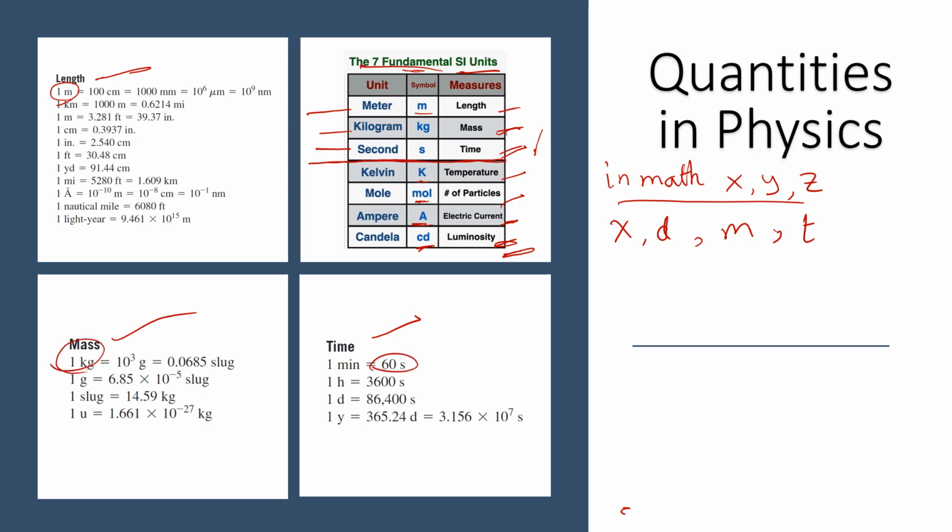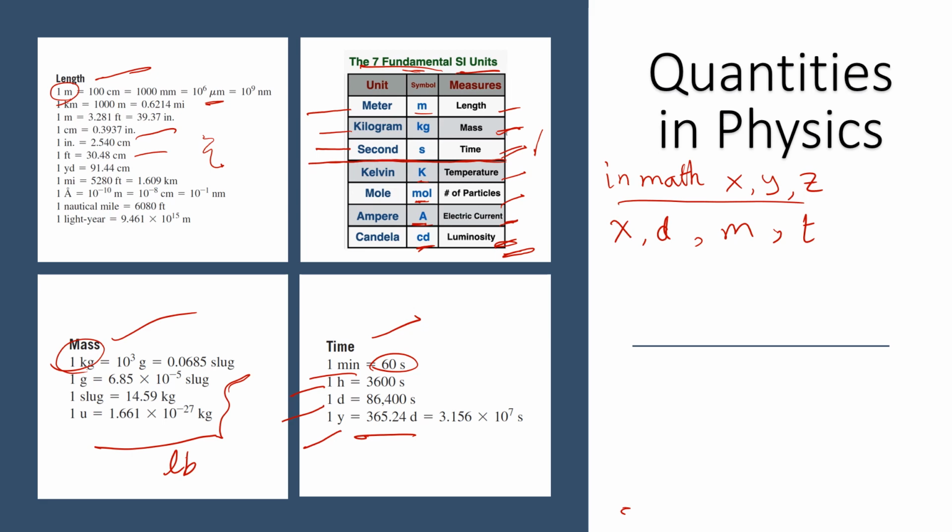As we see here, we have different ways to represent or to measure the length. The same here, we have many ways to measure the mass. We have the pound also. Also for the time quantity, we can measure it using the year, the day, hour, minute, and so on. We will learn how to convert from one unit to another unit in the next videos.